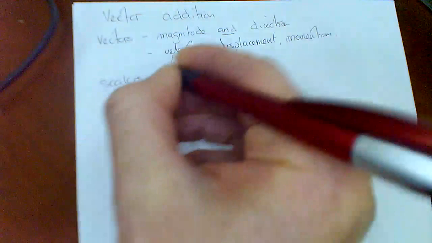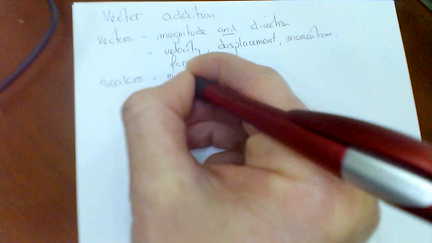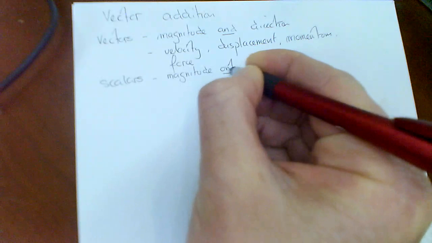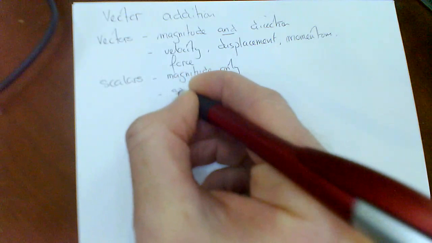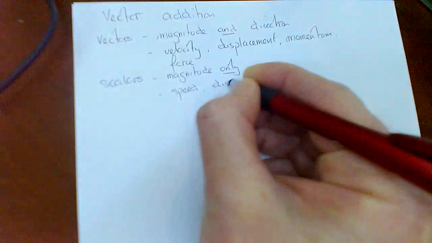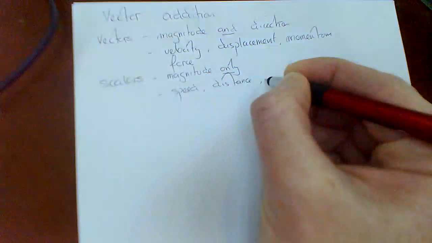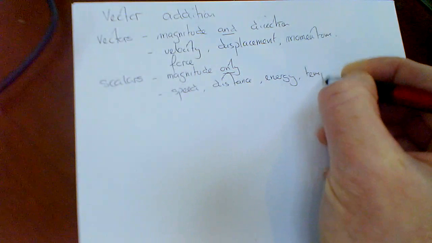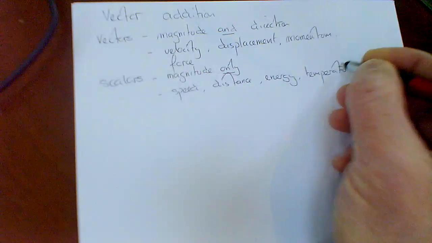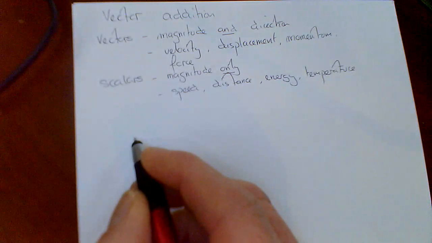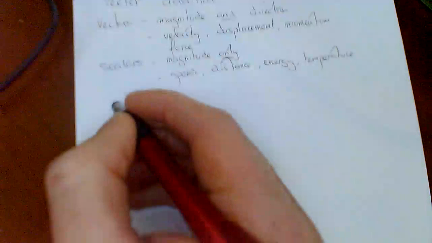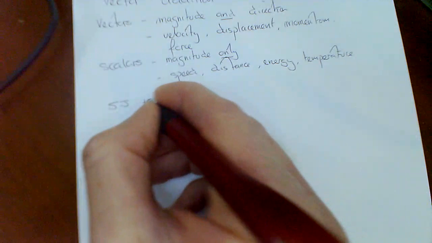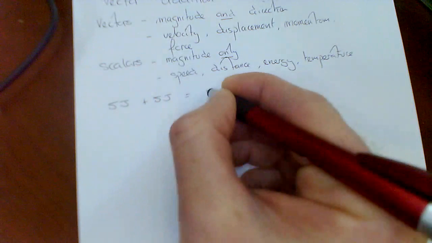Scalars only have magnitude. And examples of that: speed, distance, energy, temperature. So, if we're adding scalars, if we have 5 joules of energy and we gain a further 5 joules of energy, well, we'll have 10 joules of energy.